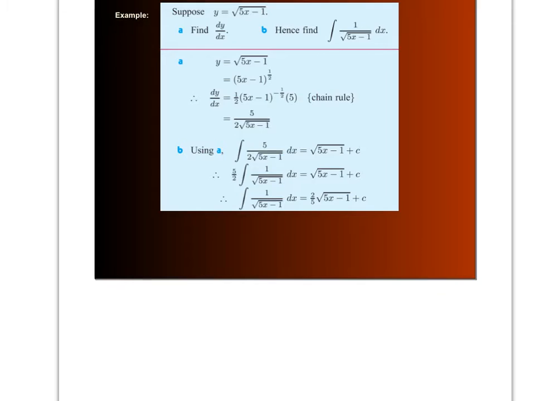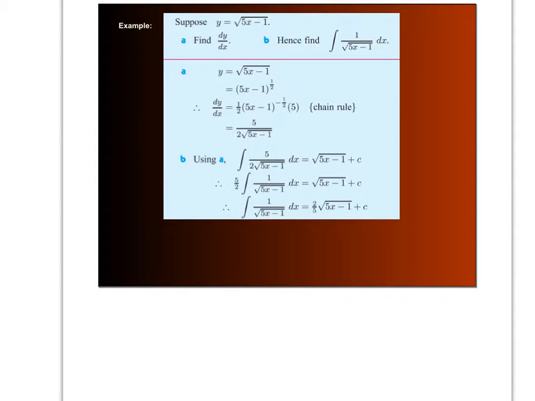Alright, so let's find the derivative of this function here. Okay, so the derivative of that, if we put this in power rule form, would be: bring down the 1/2, take away 1, which makes that a negative 1/2, and then multiply by 5 by the chain rule. So 5x minus 1 to the negative 1/2 is really the square root of 5x minus 1 in the denominator. So that's our derivative. So using that idea, we know the integral of that equals this.